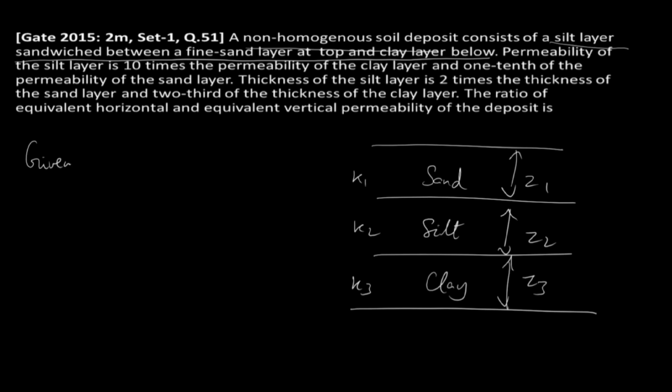Now we'll write down the given condition. They have given that the permeability of silt layer K2 is 10 times the permeability of clay layer, 10 K3, and 1/10 of sand layer, so 1/10 of K1. And they have given the thickness of silt layer is equal to 2 times thickness of the sand layer, 2 Z1, and 2/3 thickness of the clay layer.